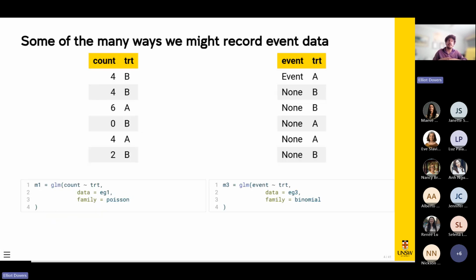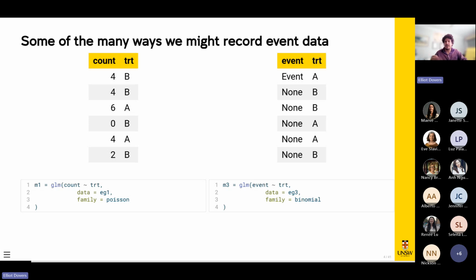And so, I guess there's a whole range of ways that we might record our event data. Here are a couple of common ones. In this first case, there's some event where we've recorded over some kind of observational unit. So the rows of our data correspond to how many times we observe it, so counts of our event occurring, and they're associated with a particular treatment group, in this case treatment group A or B.